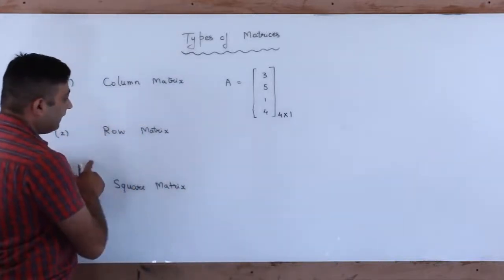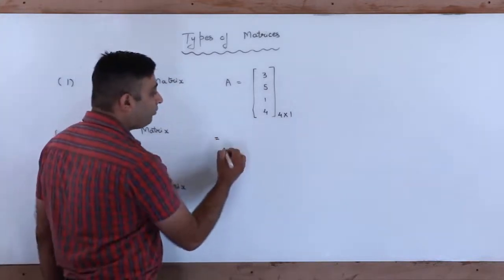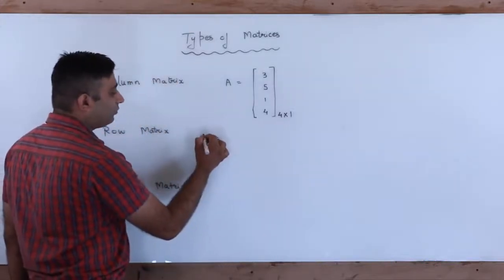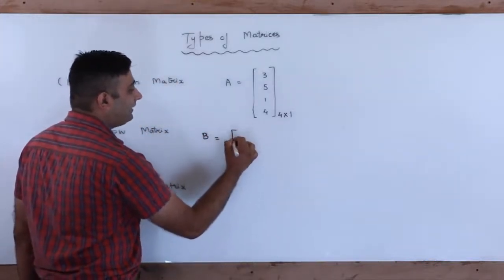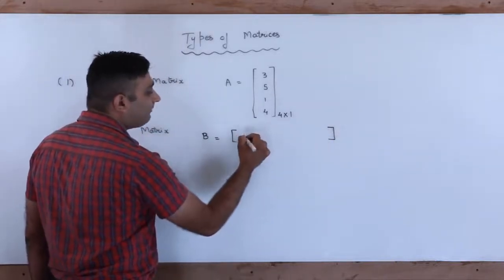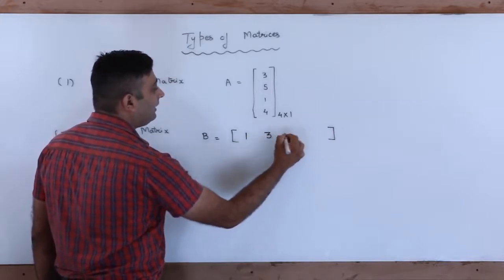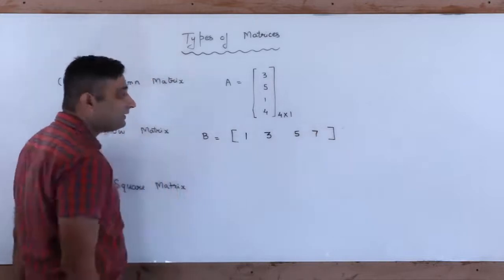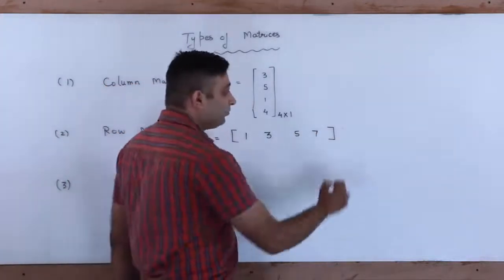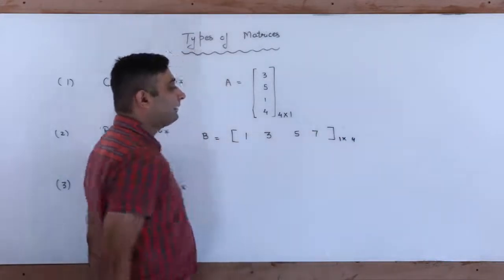Now, row matrix. What is a row matrix? A matrix having only one row and it could have any number of columns, that is called a row matrix. Let us take an example. A matrix having one row and let us take an example of having 4 columns. For example, 1, 3, 5 and 7. This matrix has 4 columns and again only one row. So the order of this matrix will be 1 by 4.